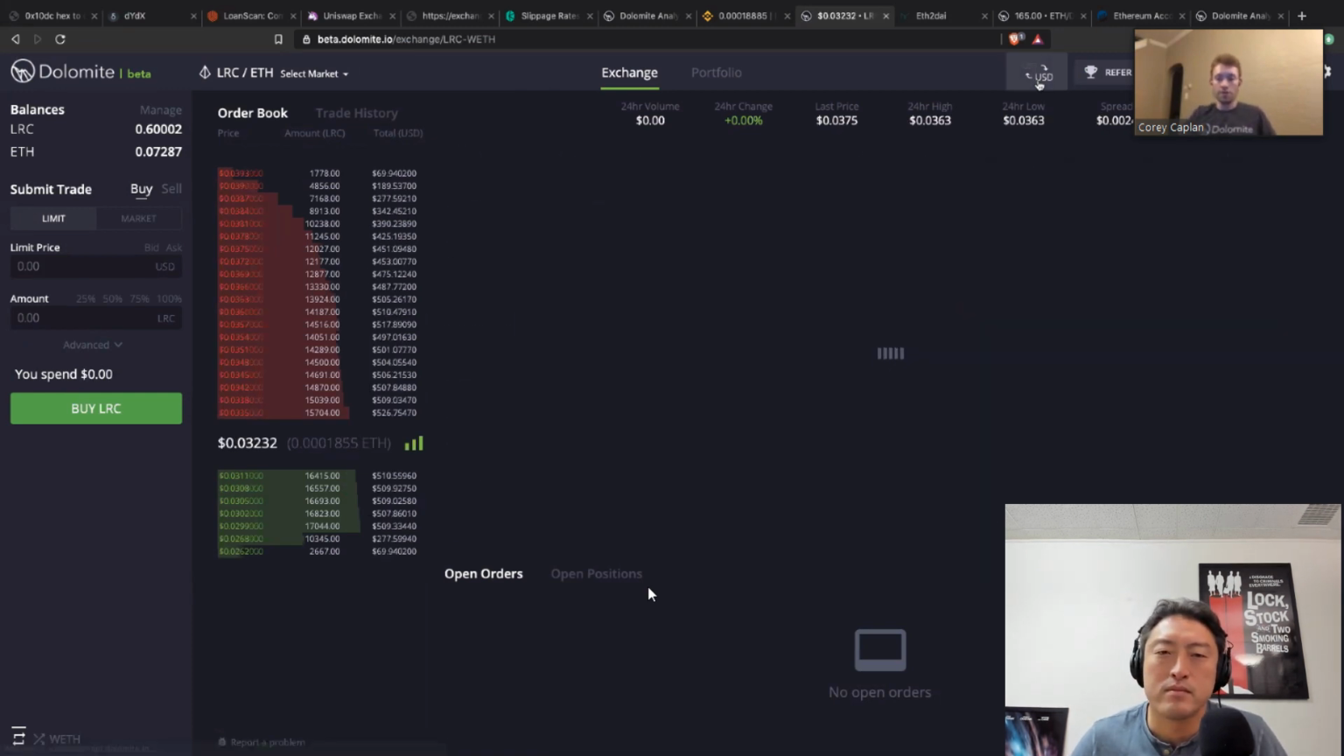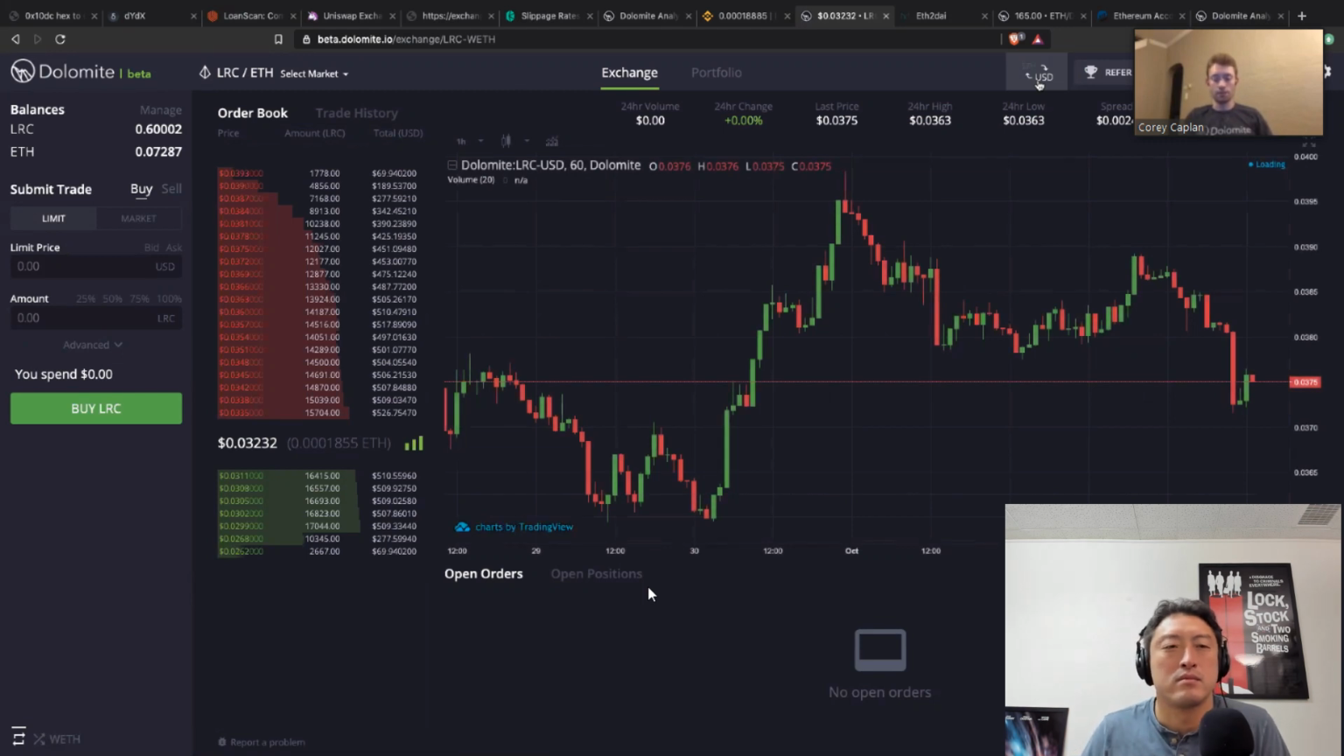So Loopring by itself is just a protocol layer that allows us to settle trades securely on the blockchain, which is basically at its core the reason why we are a decentralized exchange as opposed to a centralized one. We use the blockchain as what I would consider to be a source of truth when it comes to how the assets are being custodied as well as how they're being settled, for transparency's sake and security's sake.